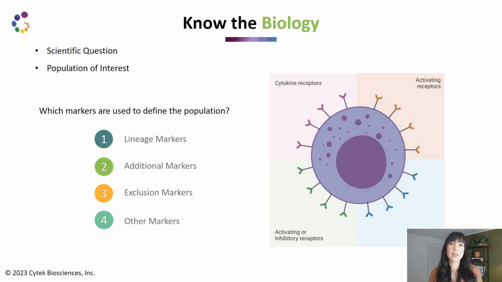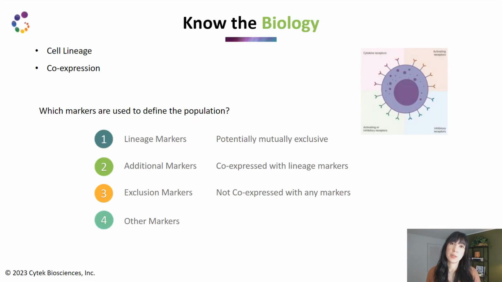And then other markers is just dependent on your scientific question. So maybe you're interested in cytokine receptors or activating receptors, whatever you may have. Now, having these loose groups can be useful when you're thinking about the next step, which is co-expression.